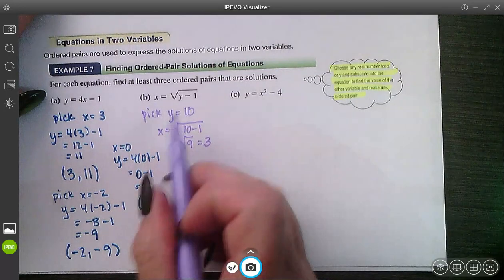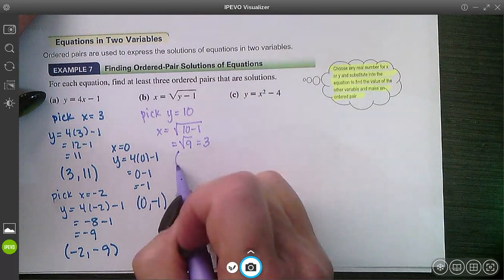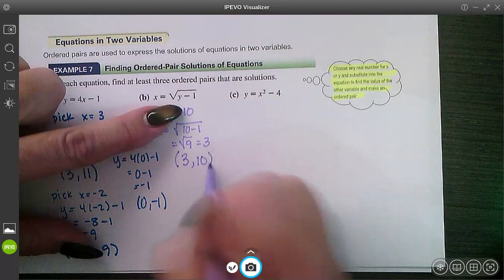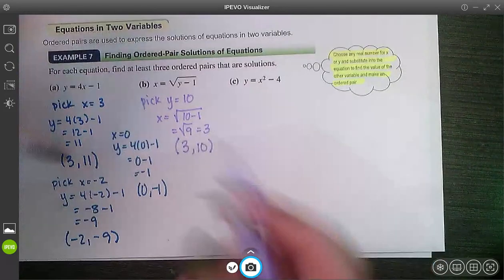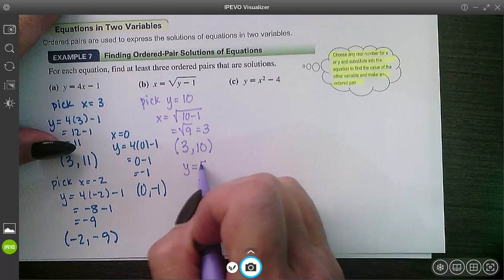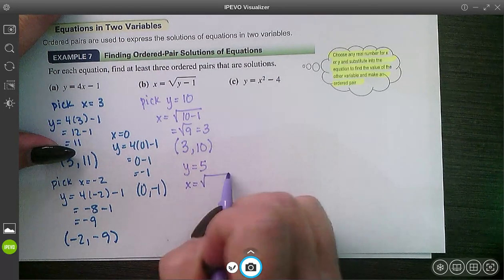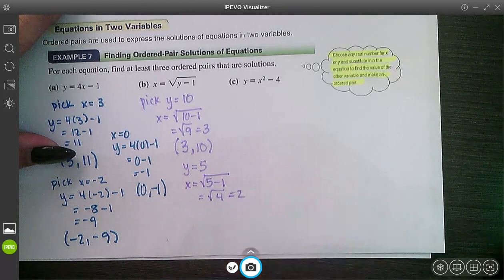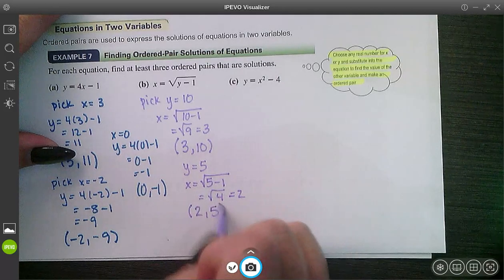So when I substituted in 10 for y, I got 3 out for x. Now my ordered pair is 3 in the x space and 10 in the y space. So make sure you're getting those numbers in the correct spaces. Then let's pick if y is 5, because that'll come out nicely. If y is 5, then x would be square root of 5 minus 1, or square root of 4, which is 2. So that ordered pair would be 2, 5.